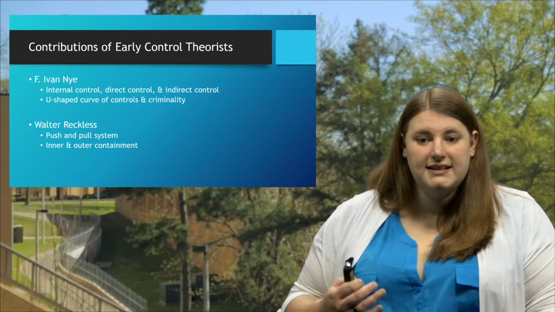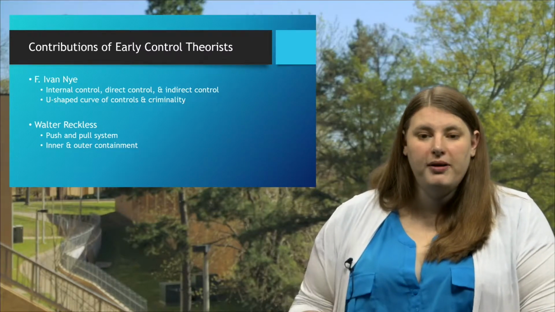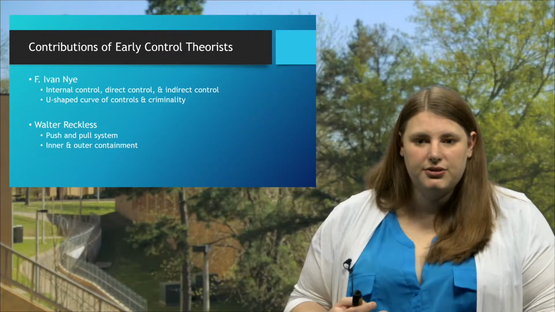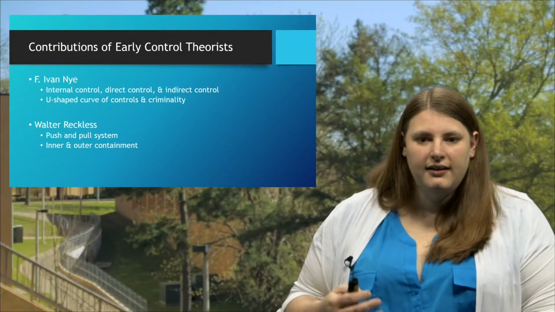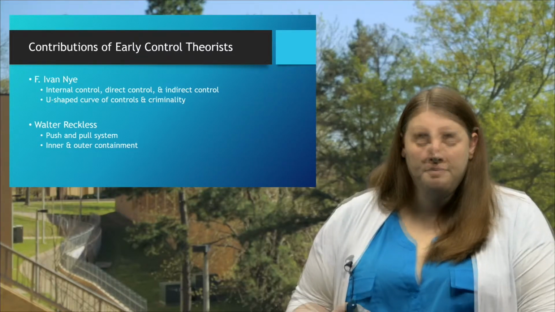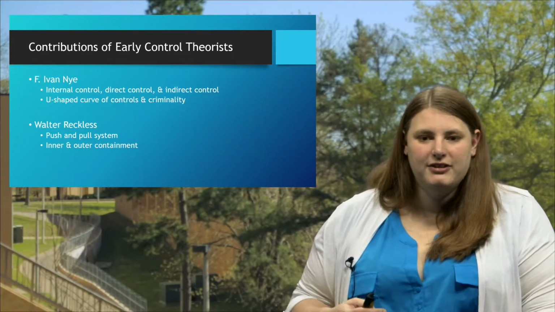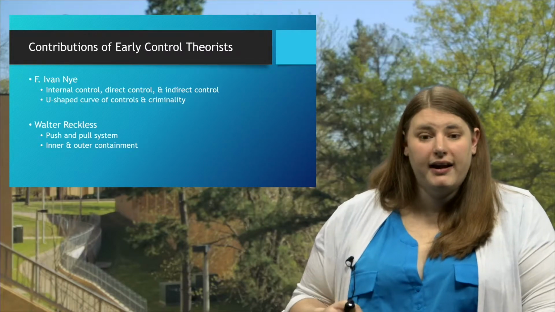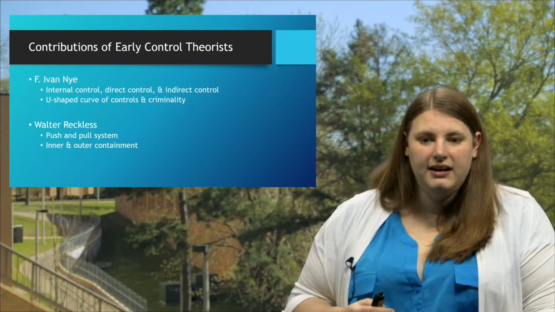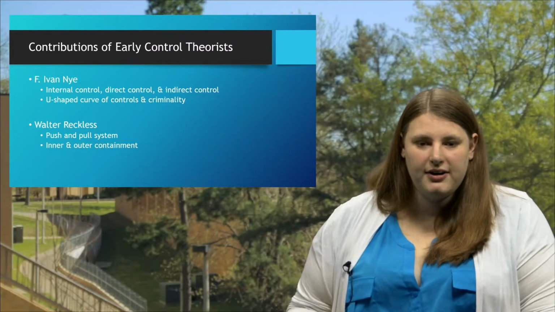Internal controls exist within an individual, and they're formed by social interaction. Nye argued that a person with strong internal controls will have a strong conscience, helping them control their own behavior and resulting in less delinquent and criminal behavior. The second type of control proposed by Nye was direct controls, which are sanctions and other restrictions that are imposed upon an individual in order to reduce criminal behavior.